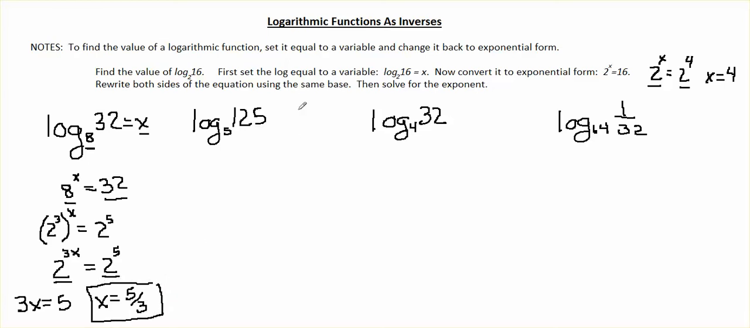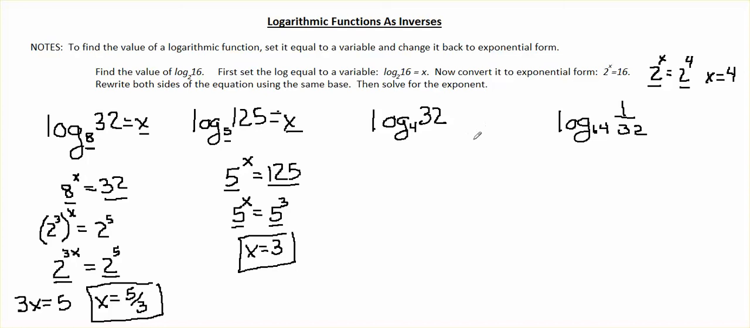So now let's go ahead and take a look at the second problem. Again, the first step is going to be to set it equal to a variable. And then I'm going to go ahead and convert to exponential form. Here's my base, 5. Here's my exponent, 5 to the x equals 125. Well, I know right off the bat 5 cubed is 125, but let's go ahead and change both sides to the same base. I can rewrite 125 as 5 cubed. My bases are now the same, so I can definitely say x is 3.